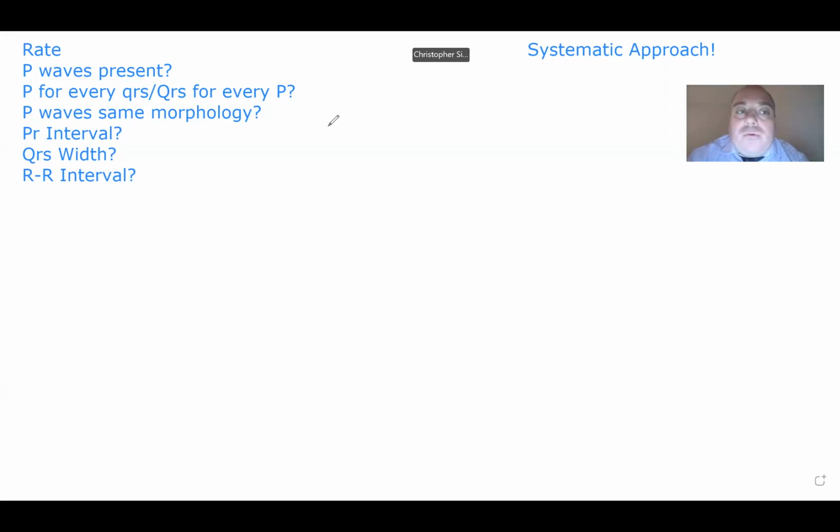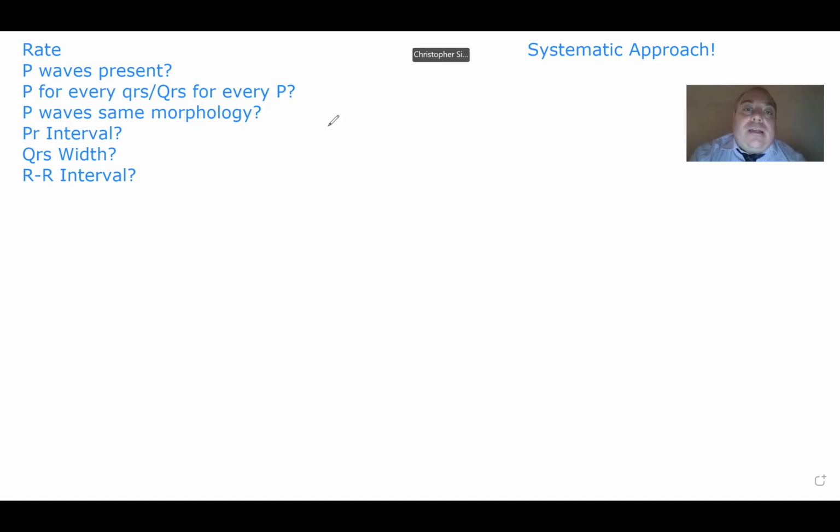And basically, this is the goal. The information that I gather from asking myself these questions in the top left: what's the rate? Are P waves present? Is there a P for every QRS? Is there a QRS for every P? Do the P waves have the same morphology? That's a fancy word for shape. What's the PR interval? What's the QRS width, as in, is it wide or is it narrow? And what's the R to R interval? Is it regular or irregular? Okay, so all those questions are going to give me information about this rhythm.